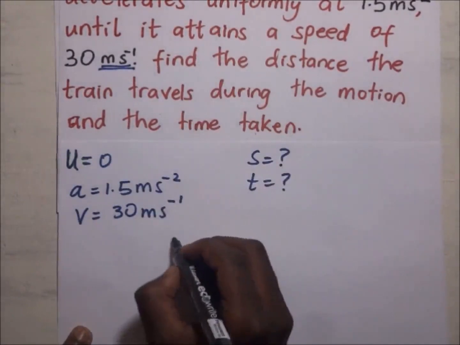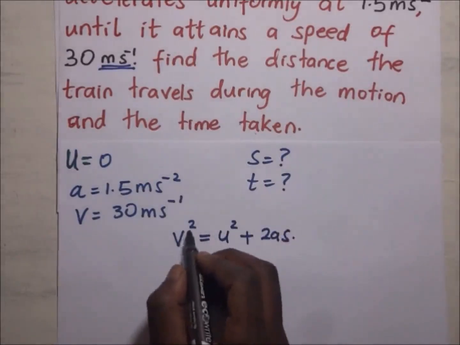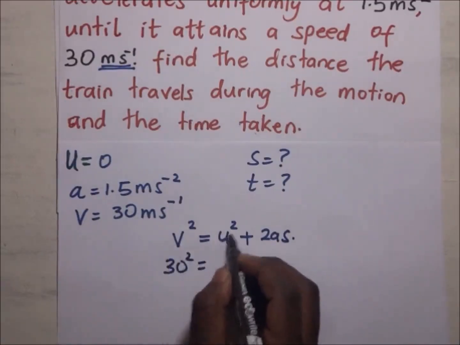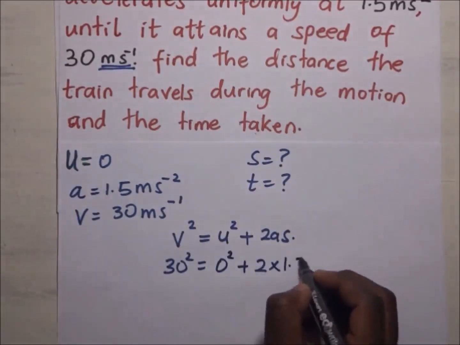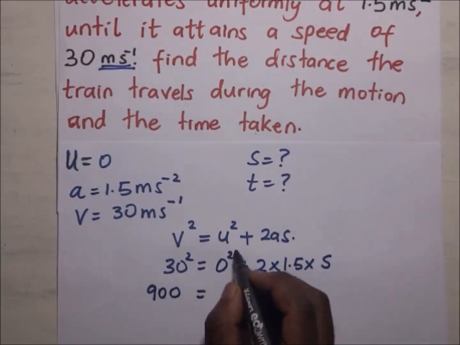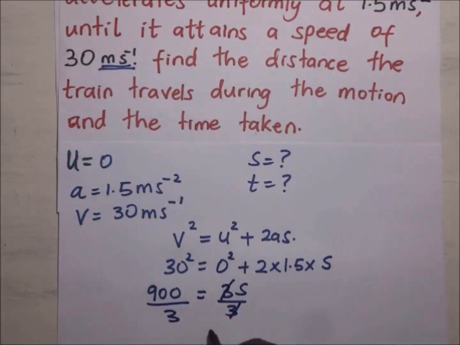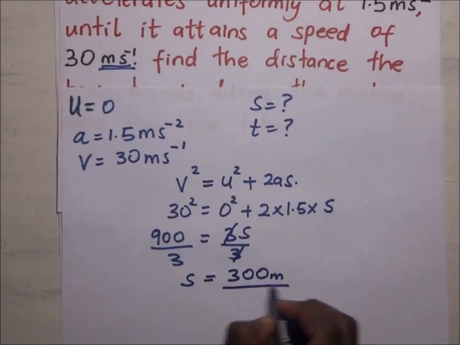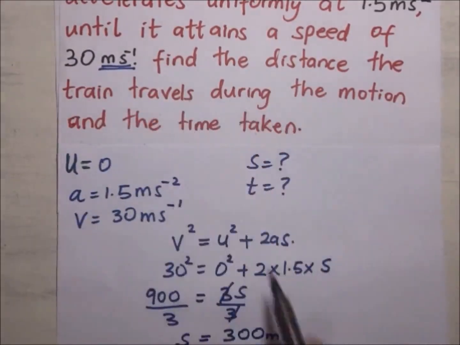So to find our value of S, we can use the third one. V squared is equal to U squared plus 2AS. Our value of V in this case is 30. So 30 squared is equal to U squared. Our value of U is 0, so it's 0 squared plus 2 times acceleration, which is 1.5, times S, that is what we're looking for. So 30 squared, which is 900, is equal to 0 squared, which is 0, plus 2 times 1.5, which is 3, S. Divide both sides by 3. So our value of S is going to end up being 300 meters. So the distance the train travels during the motion is 300 meters.